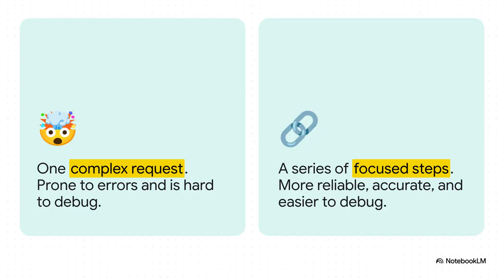And this slide really lays it all out. A monolithic prompt is basically a black box. When it breaks, you're just left scratching your head. But a prompt chain? It's modular. Each step is its own little task, which makes the whole process way more reliable, more accurate, and, this is huge, so much easier to fix if one part goes wrong.